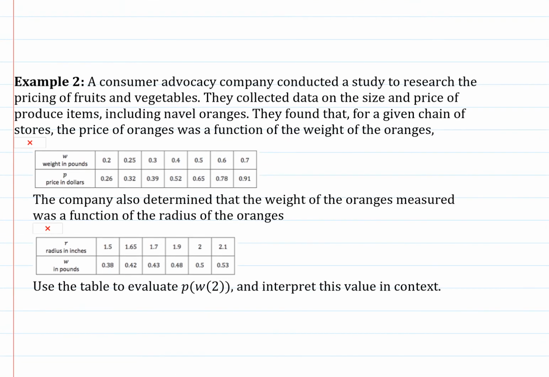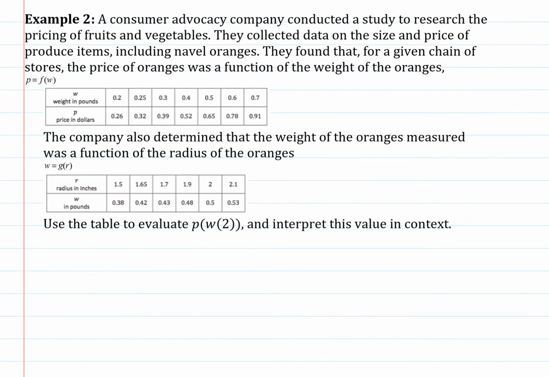Okay, one more example today. A consumer advocacy company does this study, okay? It makes sense that the price of the orange is going to depend on how much it weighs, and how much it weighs is going to depend on how big it is, right? Its size, which you can measure in radius or diameter or whatever. Use the table to evaluate P of W of 2 and interpret this value in context.